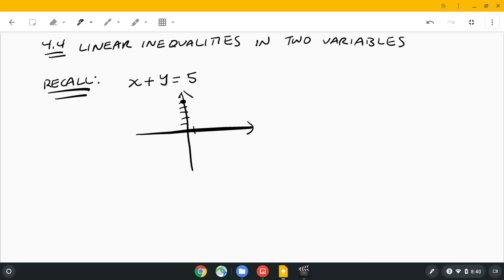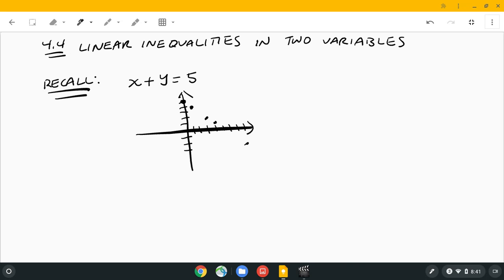1, 1, 2, 3, 4. I can see 3 plus 2, so 3, 2. 1, 2, 3. 3, 2 is a solution. I can see 4 plus 1, so 4, 1 is a solution. And I can see 8 and negative 3. 1, 2, 3, 4, 5, 6, 7, 8. 1, 2, 3. 8, negative 3 is a solution.